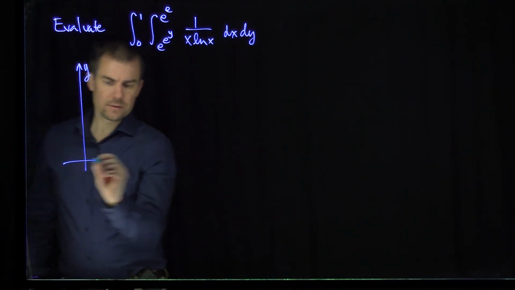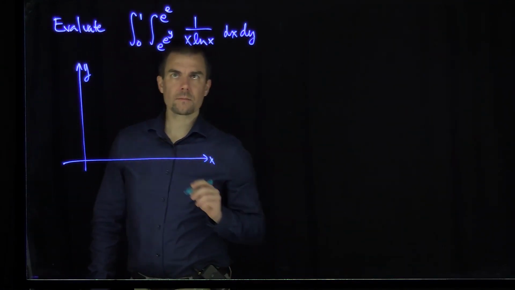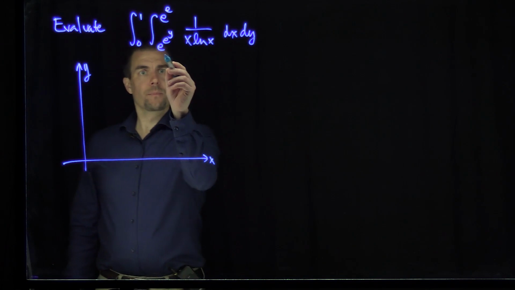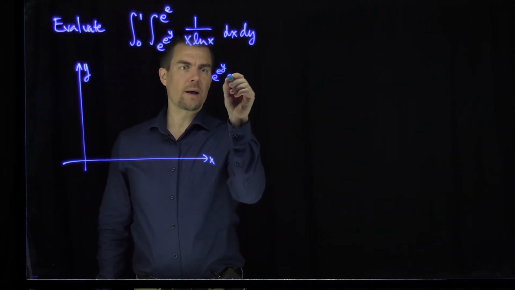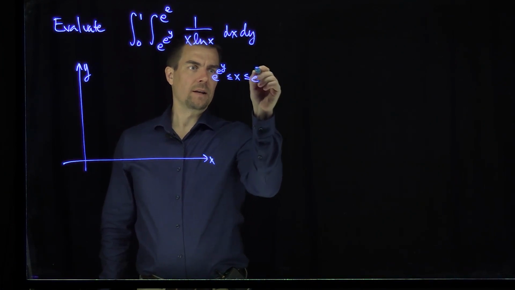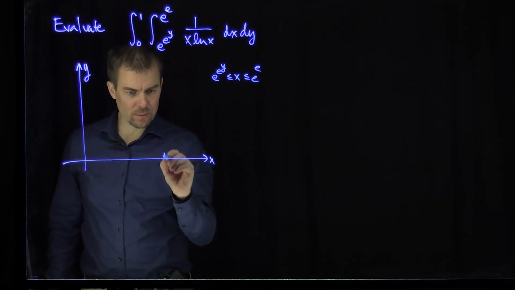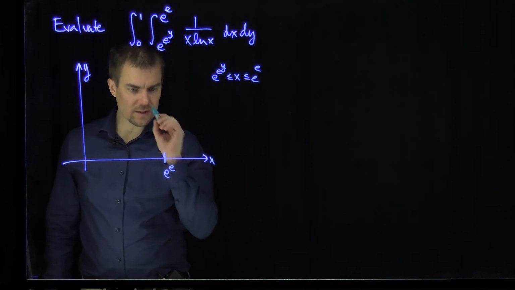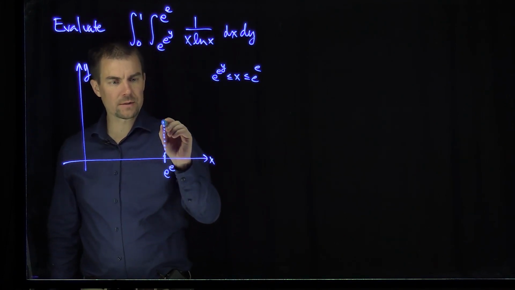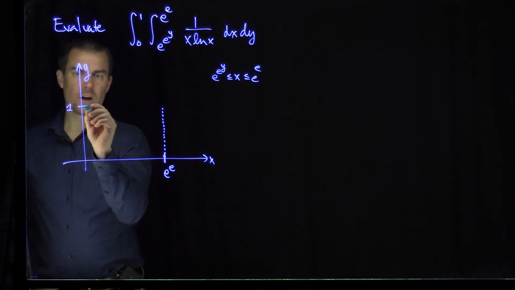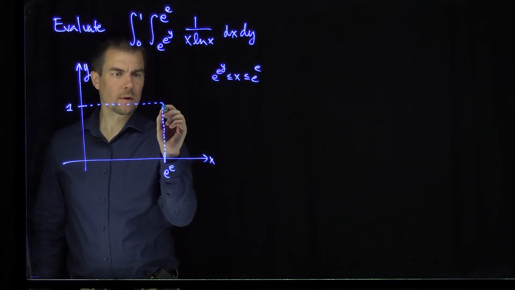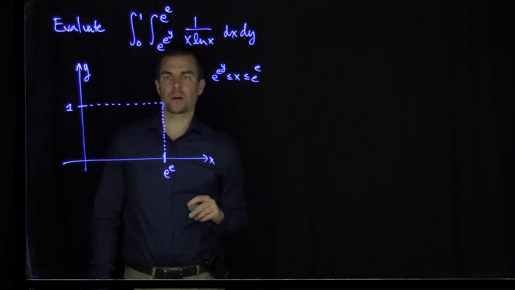Here's my y-axis, here's my x-axis. And note that x is going to go from this curve over here. So the bottom limit for x is between the curve e to the y and e to the e. So x goes up to this terminal value over here of just e to the e. So that's the terminal value for x. Y goes between 0 and 1. So there's a y value of 1. So my region's confined over here.